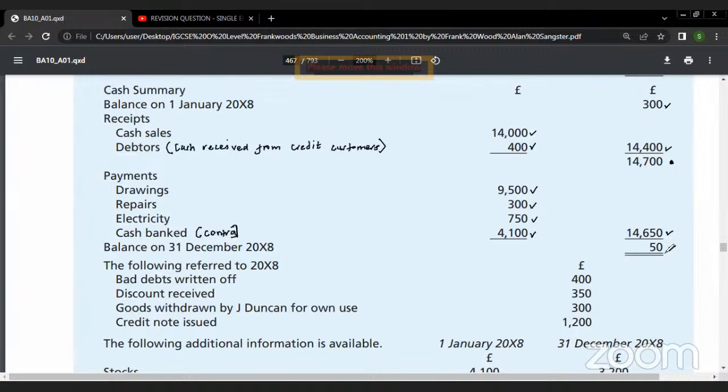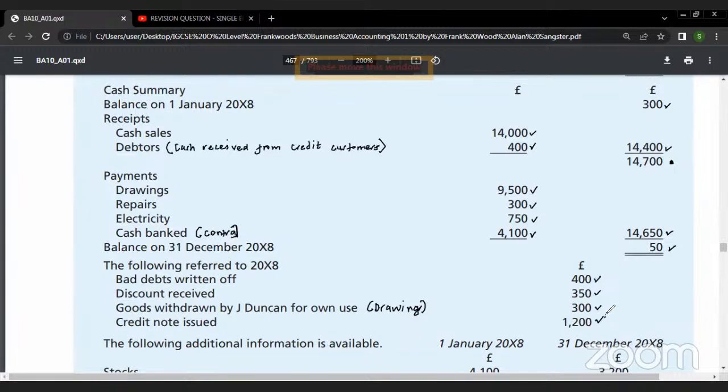Of course, referred to 2008. The following referred to 2008. We have some bad debts that were written off. We have the discounts received. We have goods withdrawn by J. Duncan for own use. These are drawings, don't forget. Then you have credit notes issued, 1,200.